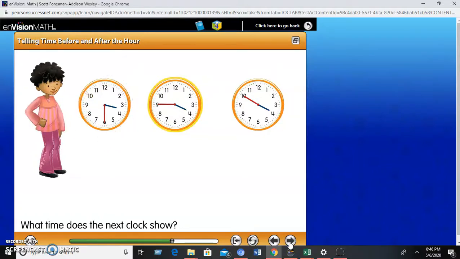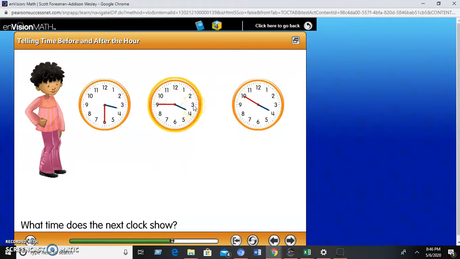What time does the next clock show? All right. Look here. Our hour hand. Oh, again, this can be very tricky. It's in between 3 and 4. It's not to the 4 yet. It may look like it's pretty much at the 4, but it's still the hour before.